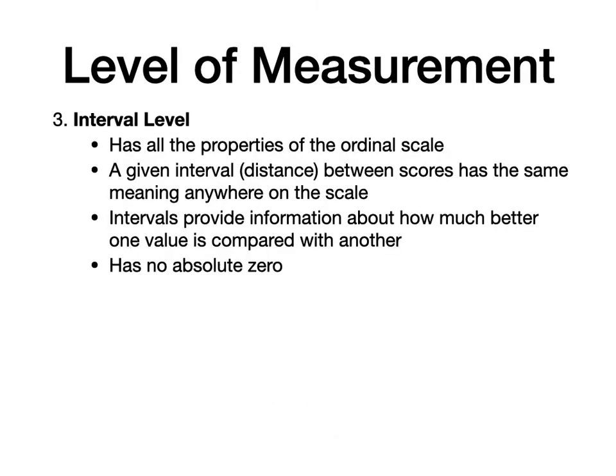Now we proceed with the third level of measurement, which we call the interval level. It has all the properties of the ordinal scale, and a given interval or distance between scores has the same meaning anywhere on the scale. Intervals provide information about how much better one value is compared with another, and it has what we call no absolute zero. So what do we mean by it has no absolute zero?